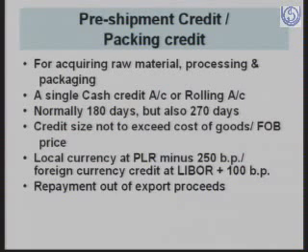The exporter gets credit from the bank for acquiring raw material. For that it needs finance, for buying the raw material. For processing it also needs finance, and for packaging it needs finance. So the exporter gets pre-shipment credit.